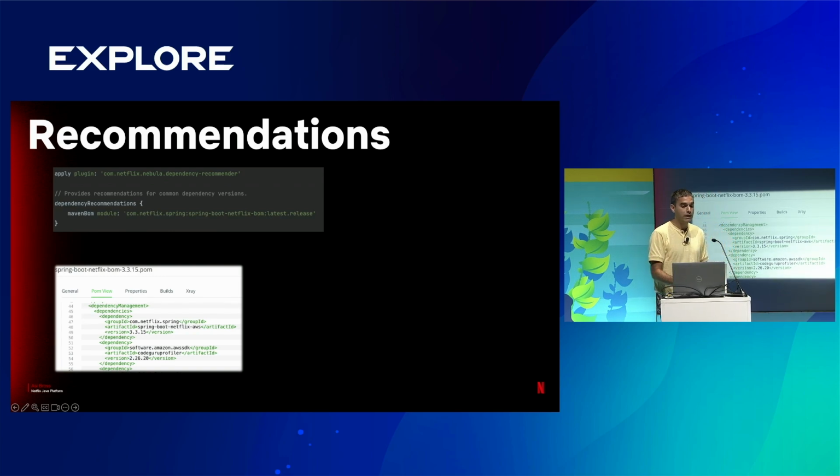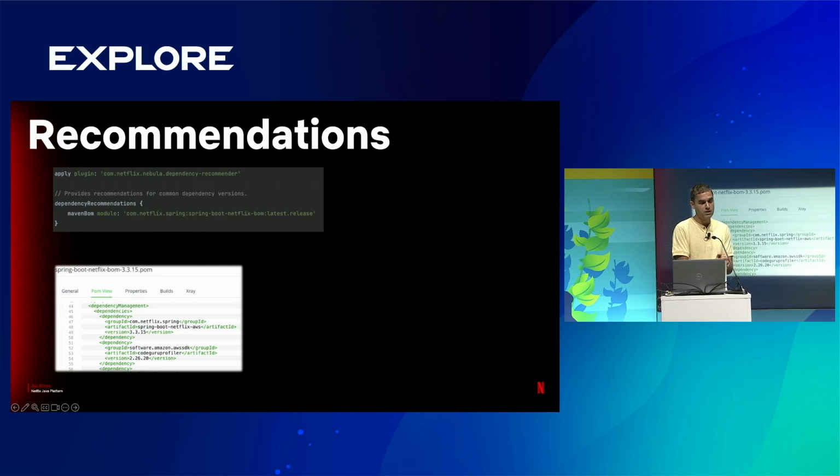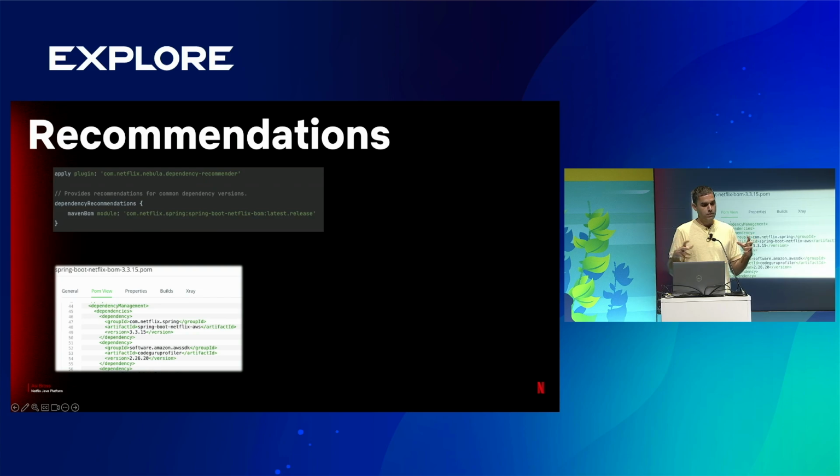I want to talk about how to create this BOM. Very simplistically, it's a composition of the open source Spring Boot dependencies, which is itself a BOM. So we take all the dependencies from there. We take all the dependencies that our framework itself depends on, and any manual recommendations that we add as well. We compose all that together.